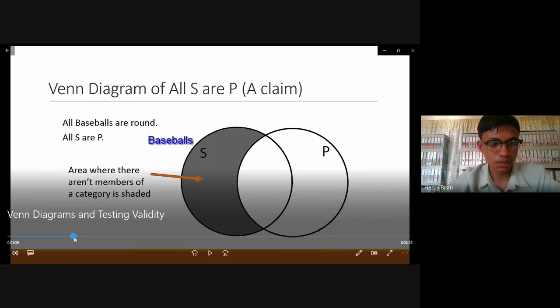So, tulad nito. All baseballs are round. Yan. Yung S, pinalitan na natin ng baseball. P, round. So pag ganyan ang shading, yan ang sinasabi. Lahat ng baseballs ay P. P, round. All baseballs are round. That's why we have to shade this one outside ng P. Ito. Outside ng round. Kasi lahat ng baseballs nandyan kung nasaan ang round ay open.